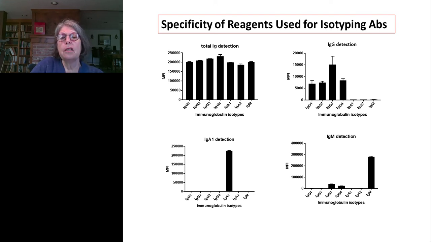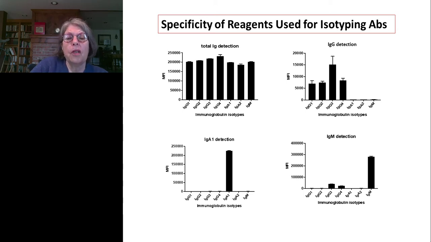On the upper right-hand corner, you see the isotypes that are picked up by a secondary reagent that is specific for IgG. So just a minute ago, I showed you a reagent that picks up total immunoglobulin, which is G, A, and M. But on the upper right, you see the controls with the secondary antibody that picks up IgG1, IgG2, IgG3, and IgG4, but not IgA1, A2, or M.